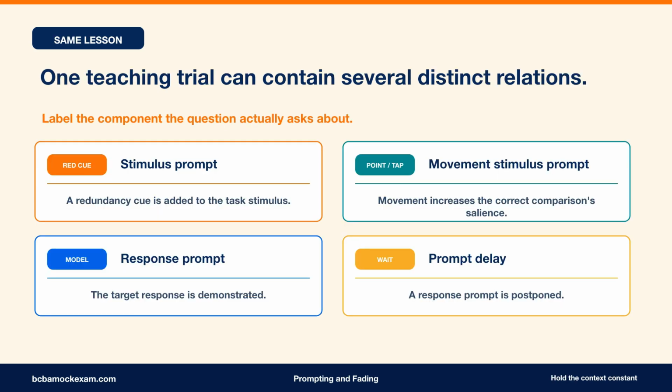One lesson can contain several relations. A red cue is a redundancy-based stimulus prompt. A point toward the correct comparison is a movement stimulus prompt. A demonstrated action is a model response prompt. A wait before that model is prompt delay. The exam may describe all of them and ask about only one. Read the wording carefully enough to identify which component is being classified.